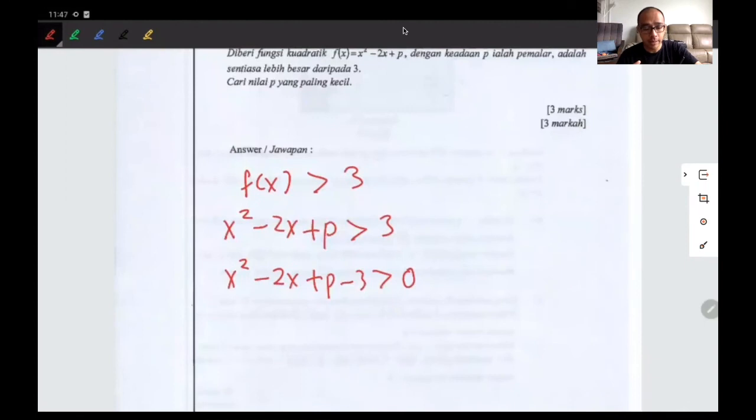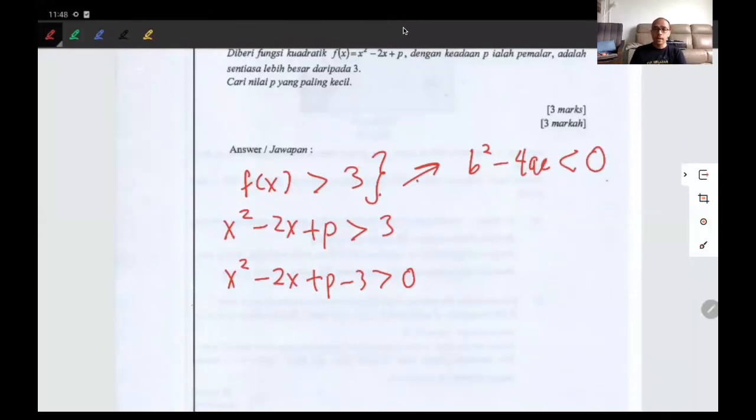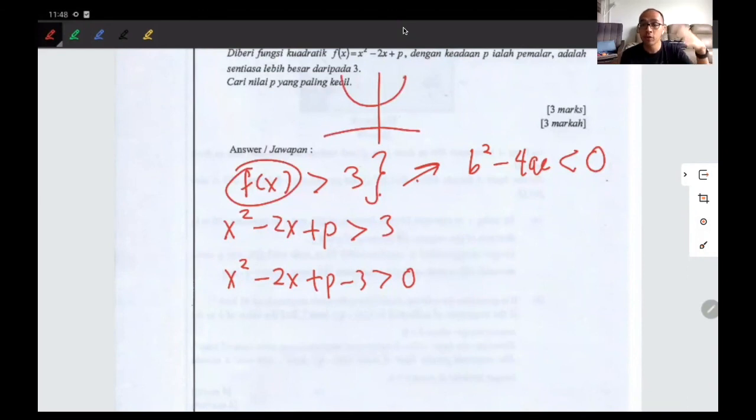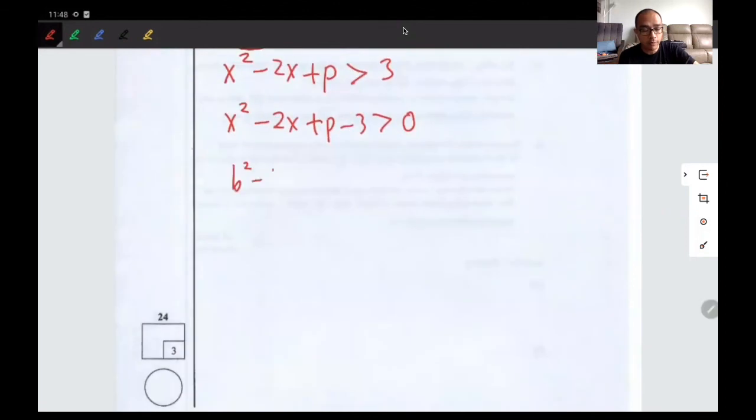Now, because of this statement, I can always say that b squared minus 4ac is less than 0. Sebab the function is always bigger than a certain number. The function is always bigger than a certain number, means the graph, when you plotkan, dia akan tergantung macam ni. It will never be in between something and something. So I can say that b squared minus 4ac is less than 0.